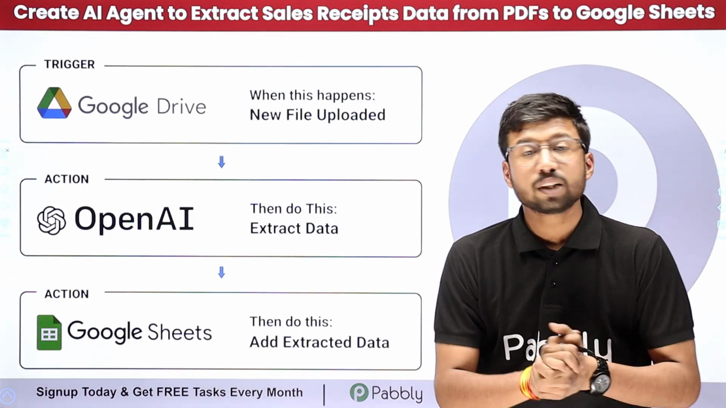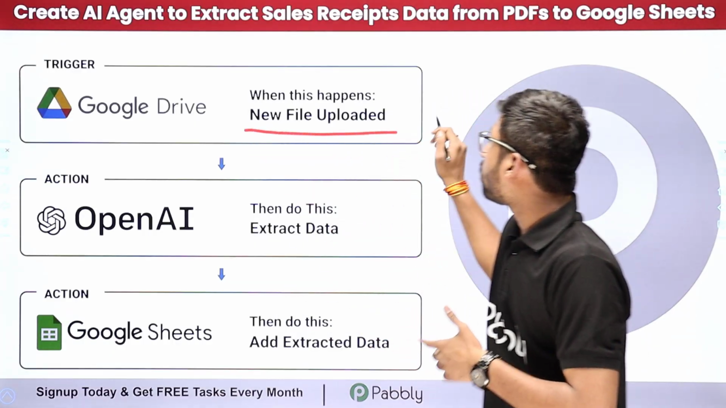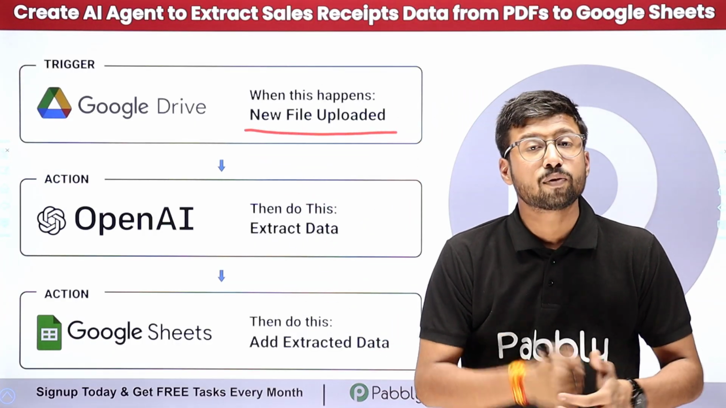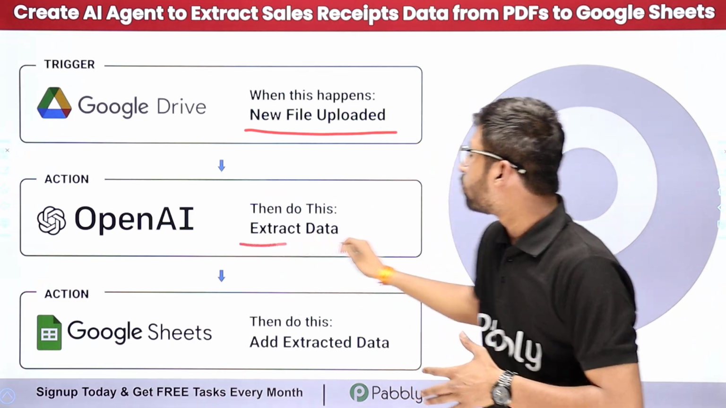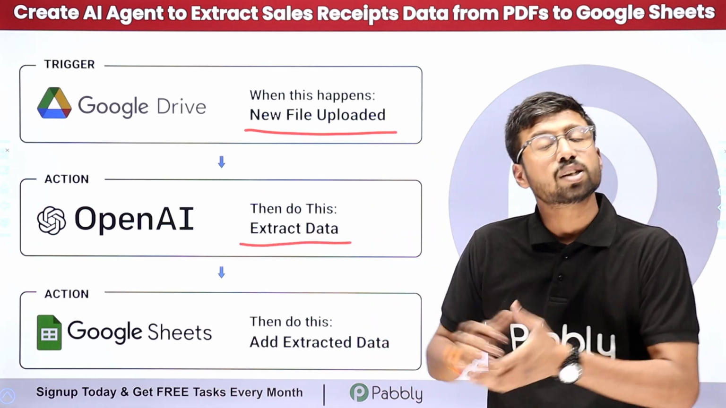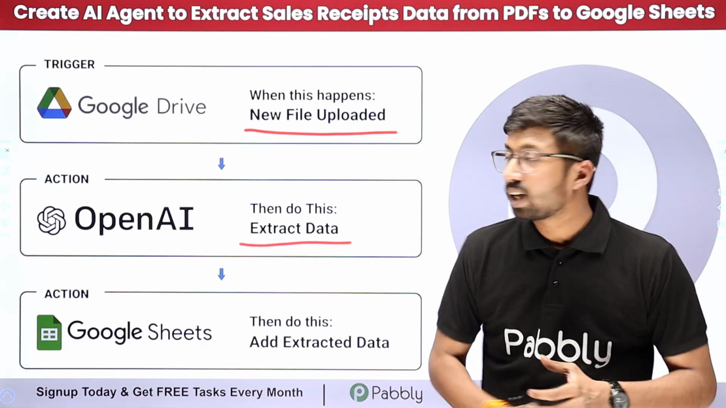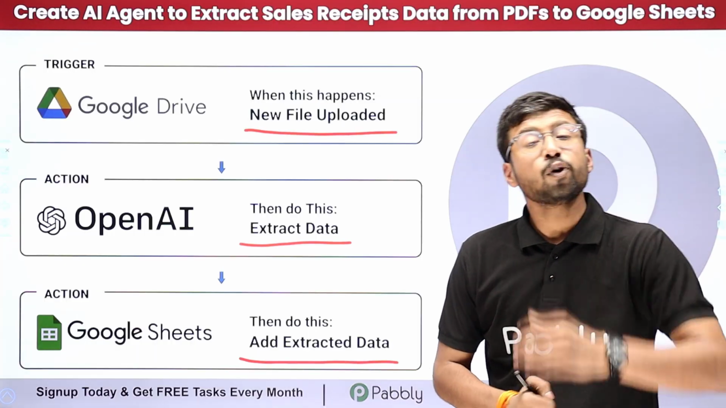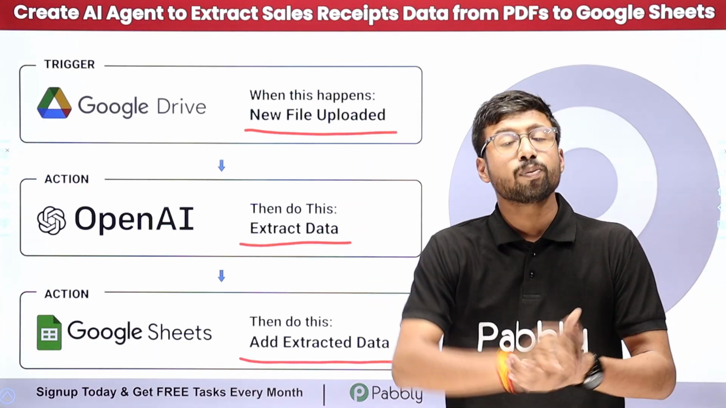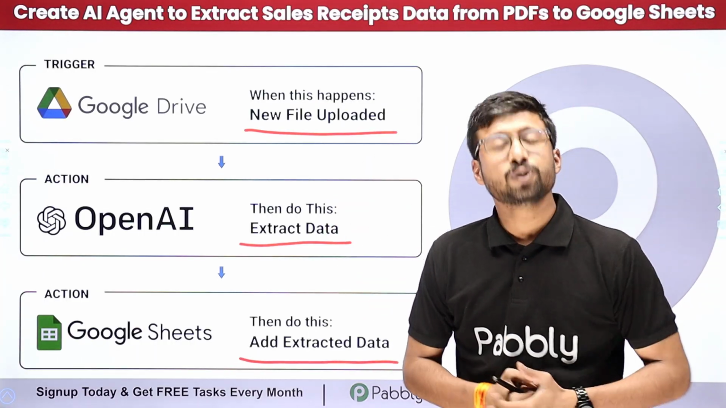So this AI agent will capture the images or PDF file of our sales receipt from our Google Drive folder. Then this AI agent will send the same file to OpenAI, and using OpenAI, it is going to extract the details out of it. After extracting the data, it will add the same data in your Google spreadsheet as well. Now, if you want to learn how you can build this AI agent all by yourself, for that, let me just take you to my screen.